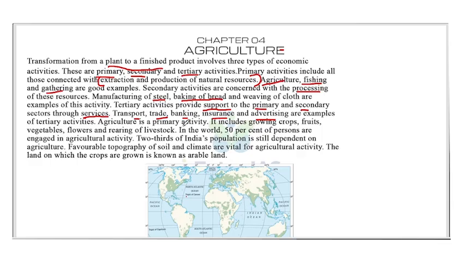Agriculture is a primary activity. It includes growing crops, fruits, vegetables, flowers and rearing of livestock. In the world, 50% of people are engaged in agricultural activity. Two-thirds of India's population is still dependent on agriculture. Favorable topography of soil and climate are vital for agricultural activity. The land on which the crops are grown is known as arable land.